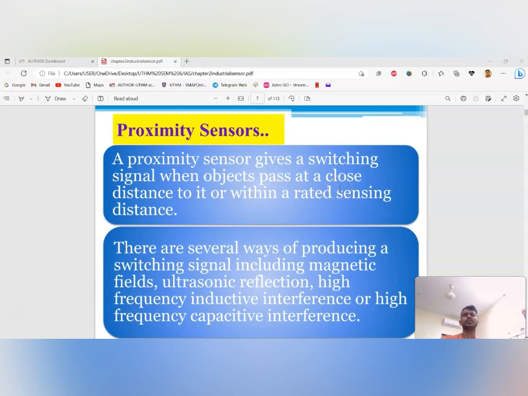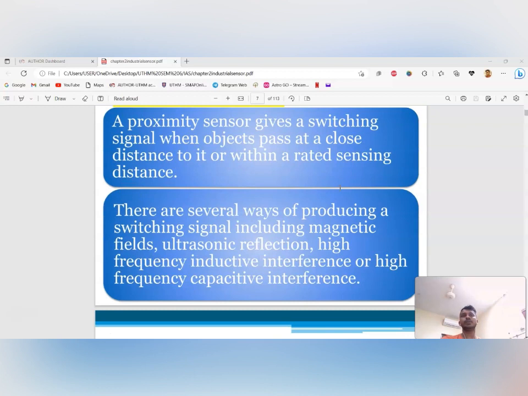So a proximity sensor is a sensor that gives a switching signal when an object passes at a close distance to it, or within its sensing distance. There are also several ways of producing a switching signal, including magnetic field, ultrasonic reflection, high frequency, or high frequency capacitive interference. So it is most likely for metal, like I told you. So metal is for the magnetic field.